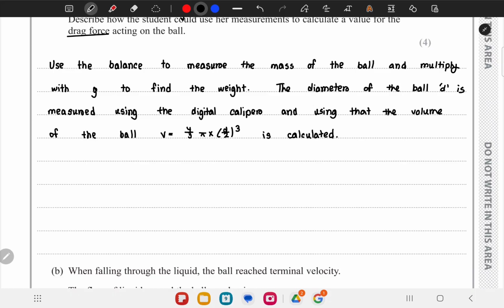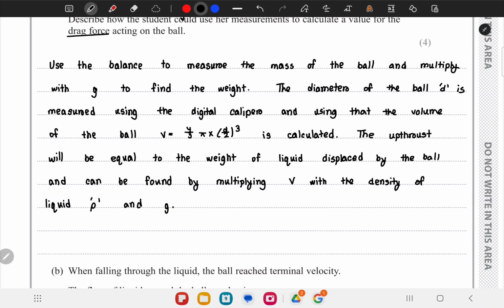Now the second line mentions how the diameter d of the ball is measured using a digital caliper, and from that the volume of the ball is found using this formula. It's not necessary to write down the formula, but it's always safer to do so. And finally we finish by talking about how the upthrust will be equal to the weight of liquid displaced. So basically the definition of upthrust, and then how we can find that by multiplying the volume with the density of the liquid rho and the value of g. Because we know that upthrust equals to rho vg, we have to multiply the density and g with volume.